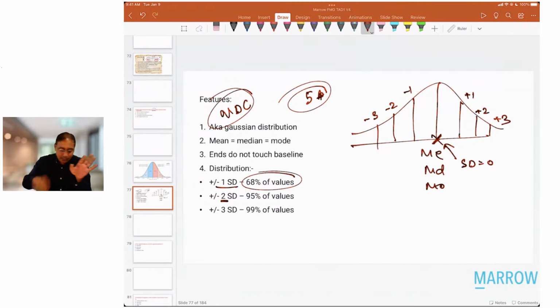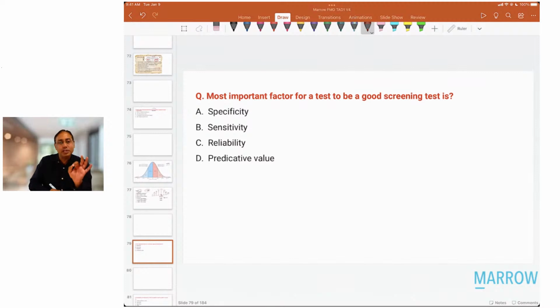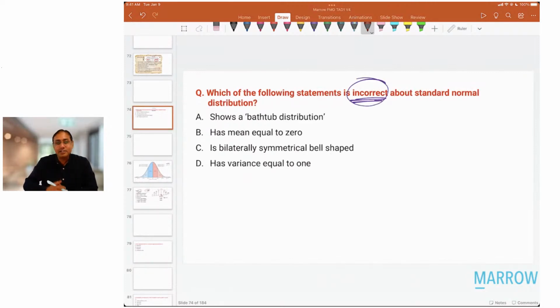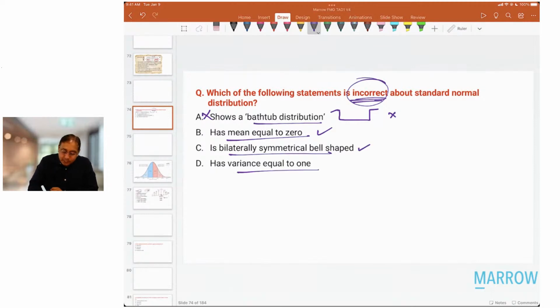One more question on the Gaussian distribution will come your way. Next MCQ. Which of the following is incorrect about the standard normal distribution? It shows a bathtub distribution. A bathtub is like this, that is how the bathtub is. So this is a false option, this is the wrong option. Has mean equal to 0. Bilaterally symmetrical bell-shaped curve. Has variance equal to 1.